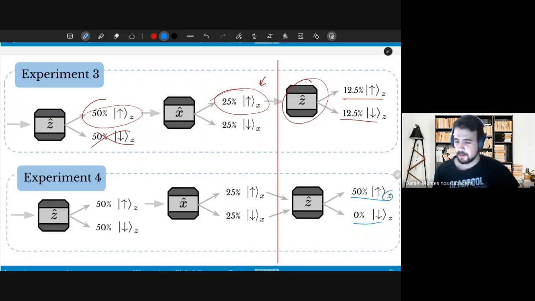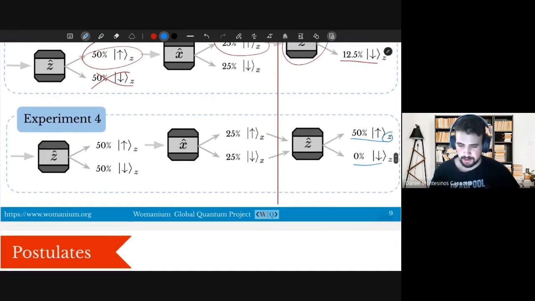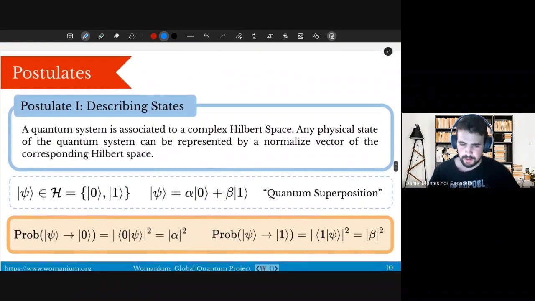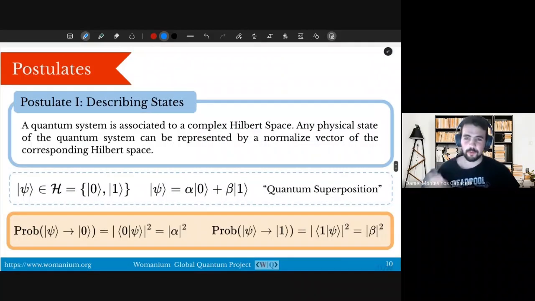This is also quite confusing, because here we were getting the down state. Now we take everything and we are getting only the up state. So we are like, what's going on here? How can we explain this, right? So let's go into the postulates. We are going to now see the postulates, and after that we will go back to the experiment and try to explain why this is happening. And that would be the end of the day.